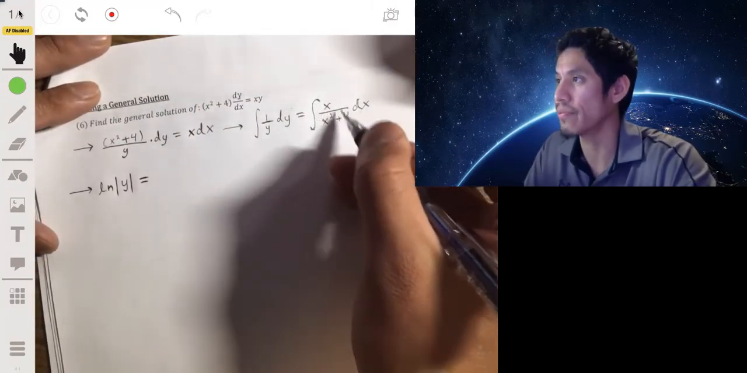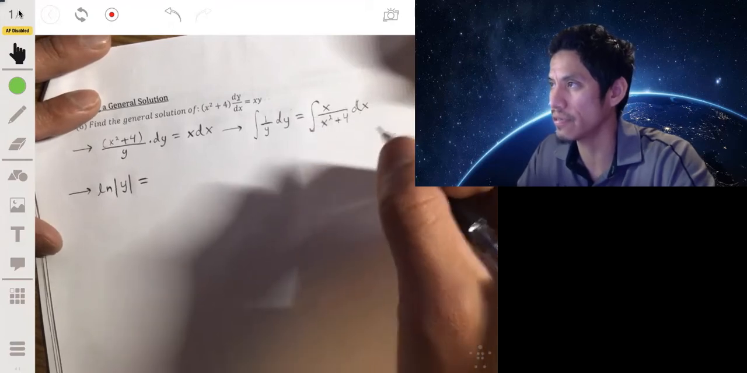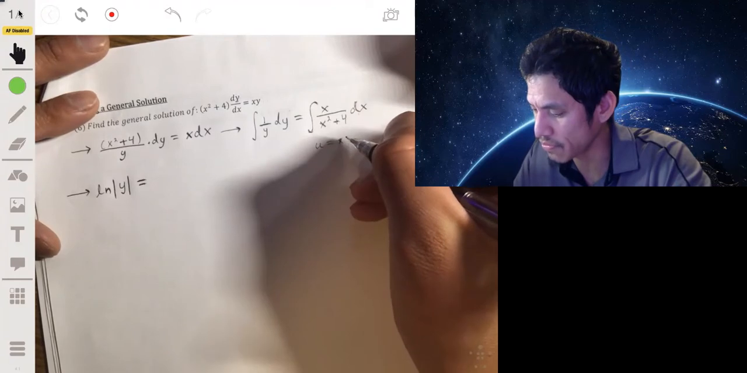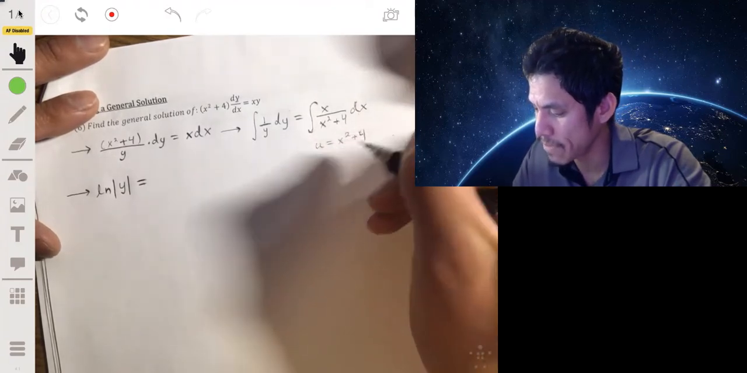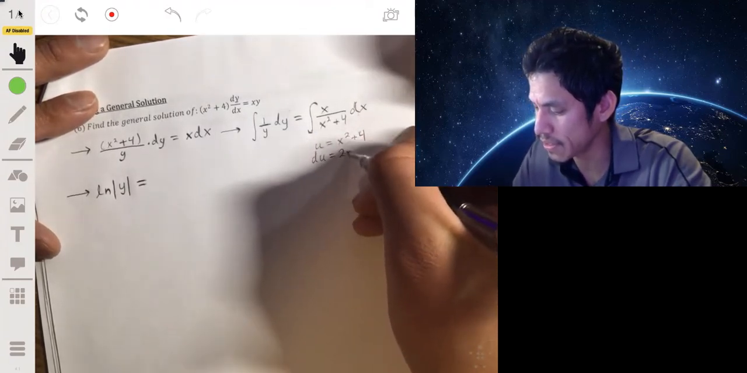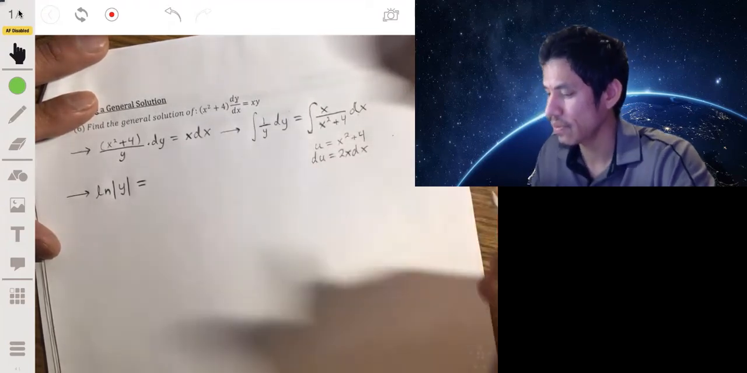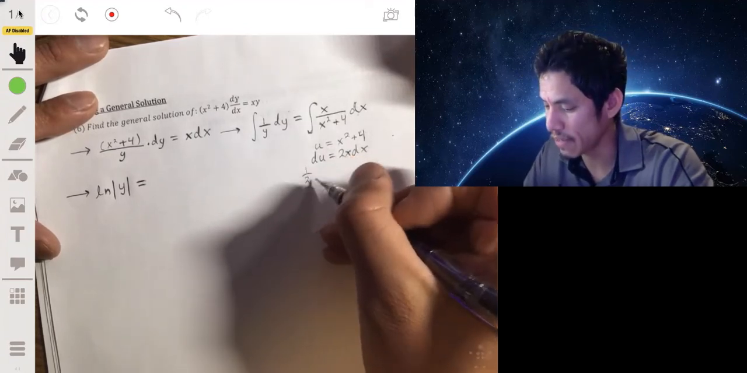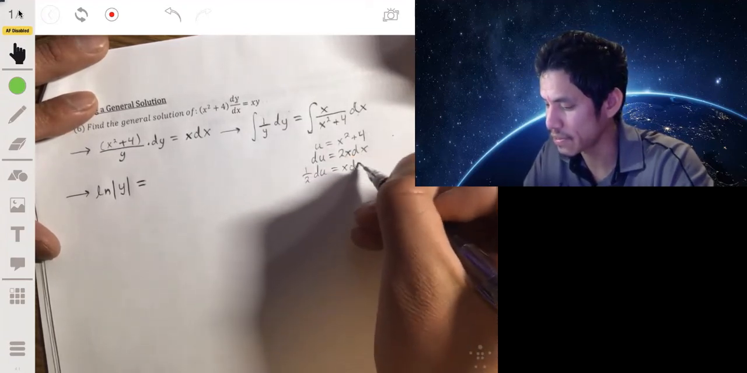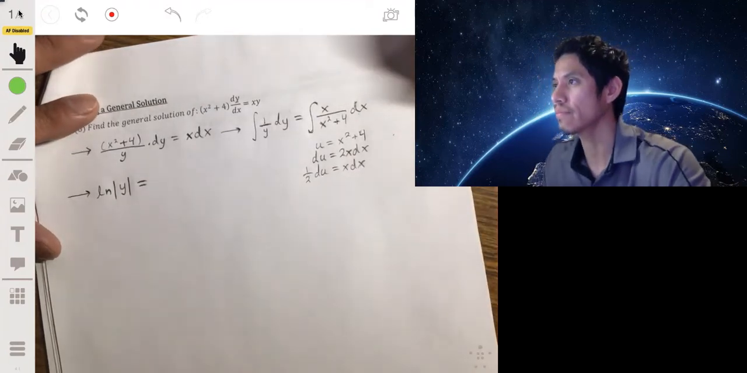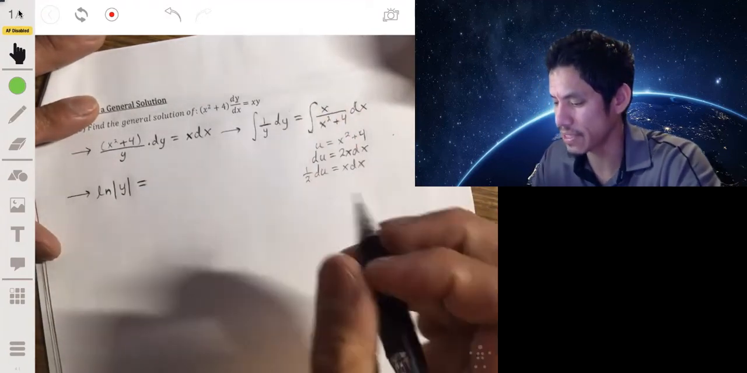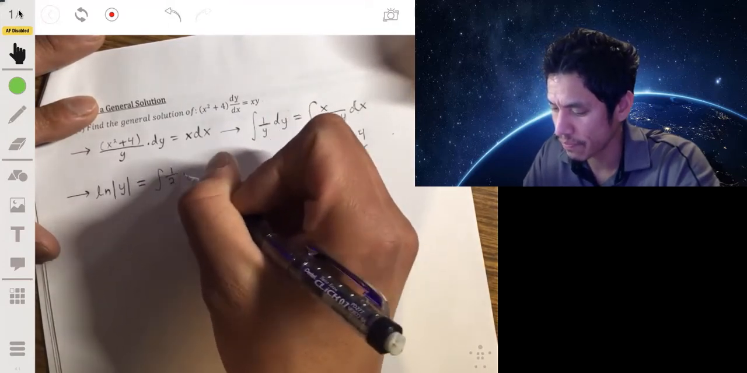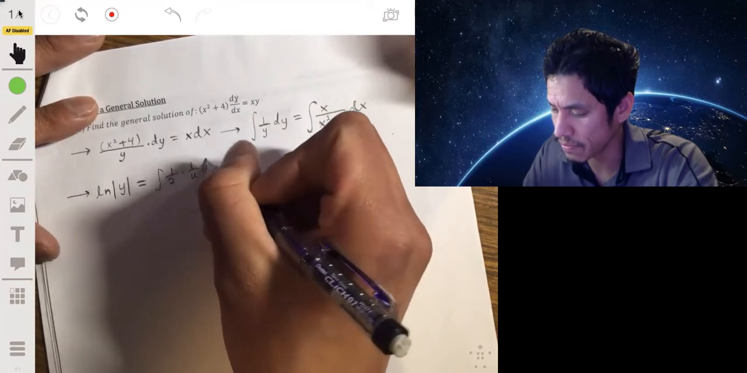Now for the right side, to integrate this, we're going to use u substitution. We're going to make u equal to x squared plus 4, and then du will be 2x dx. We have an x dx, so we're going to divide by 2, so we'll have 1/2 du equal to x dx. And so then we're going to rewrite the right side as the integral of 1/2 times 1 over u du.